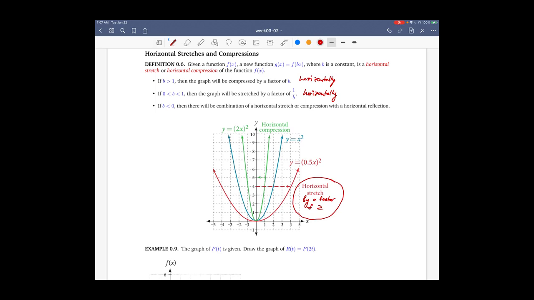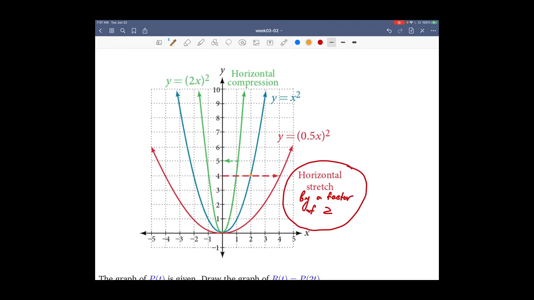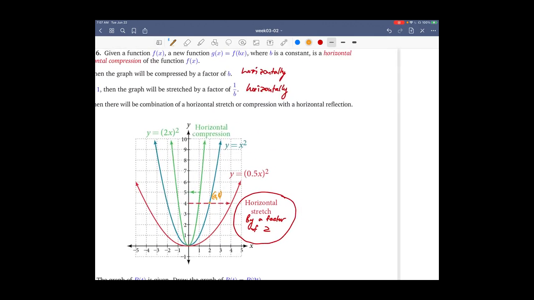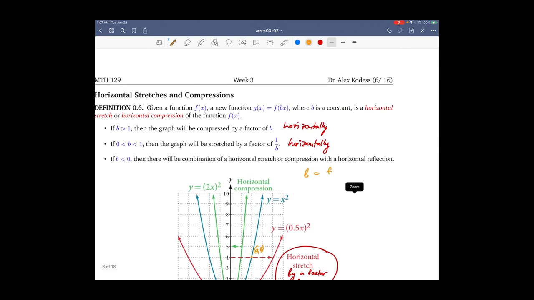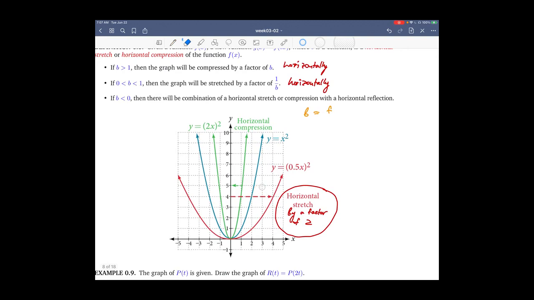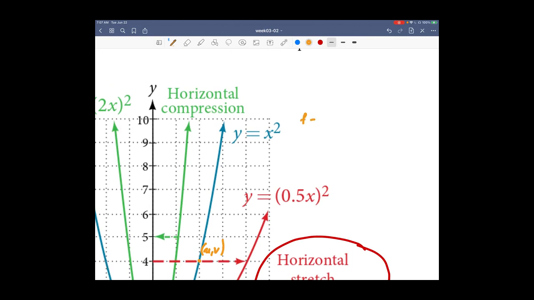Why? Why is it a stretch by a factor of 2? Well, let us imagine that this is a point on the graph, a comma b, meaning that b equals f at a. Let's use other letters, not a and b. Let's use letters u and v, meaning that f at u equals v.